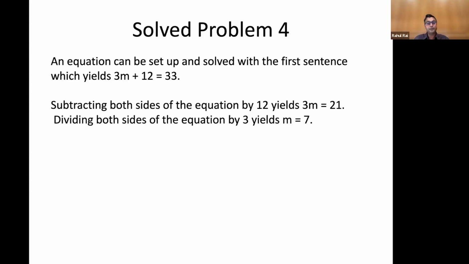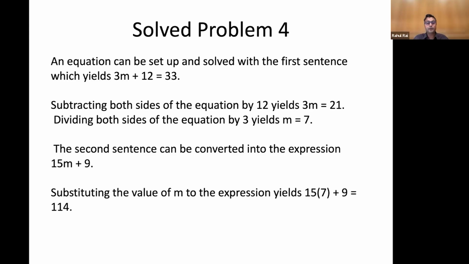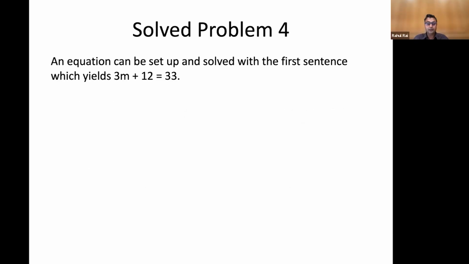So we will follow the steps, which is subtracting 12 from both sides. This will lead to 3m equal to 21, and then divide both sides by 3, and that will yield m equal to 7. Once we have that, we can substitute that value of m in the second expression, which is 15m plus 9. So m will be substituted as 7. So 15 times 7 plus 9 is going to be 114. And that was your answer.